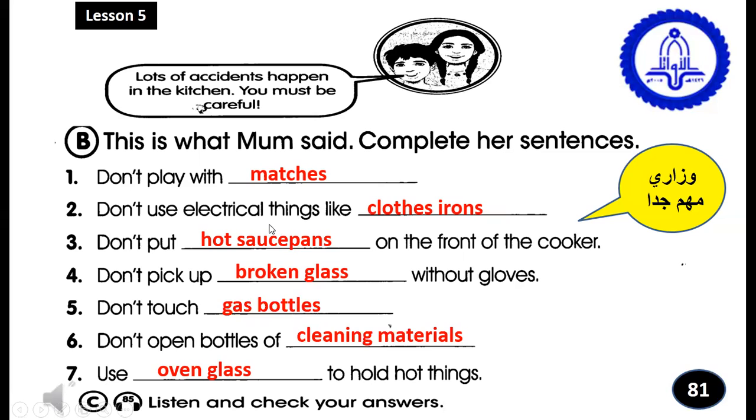If we want to make sure of the answers, he said, listen and check your answers. So you should listen to track 85 to make sure of the answers.